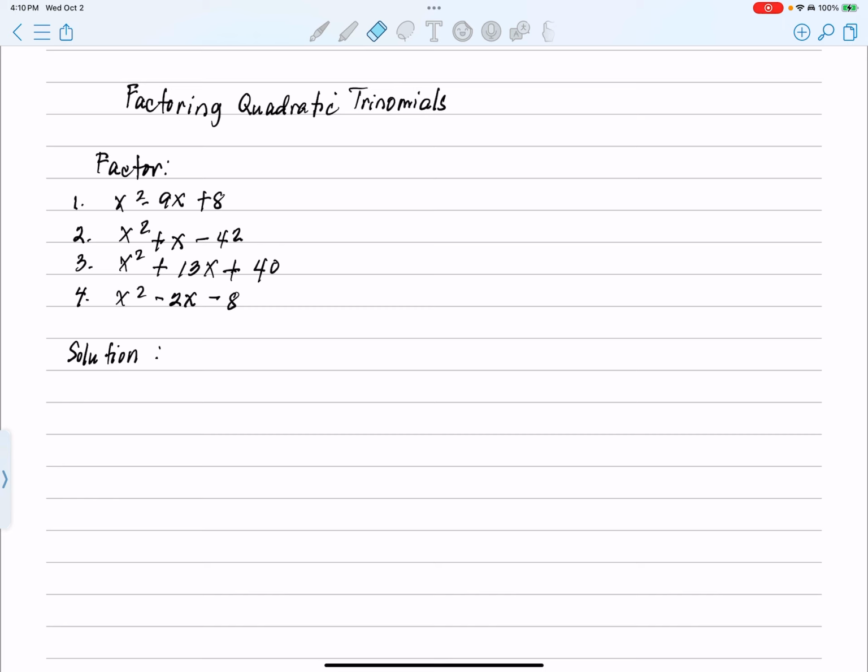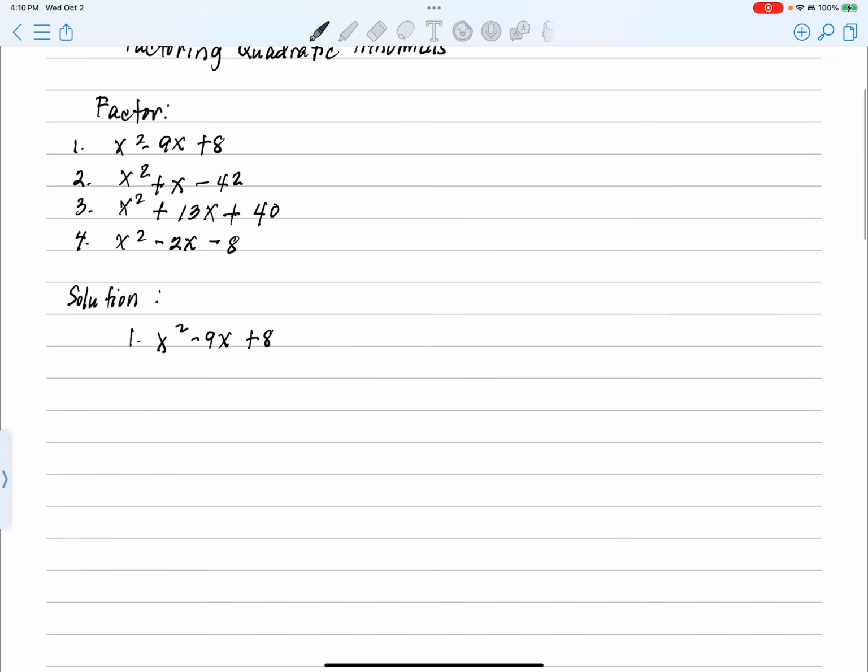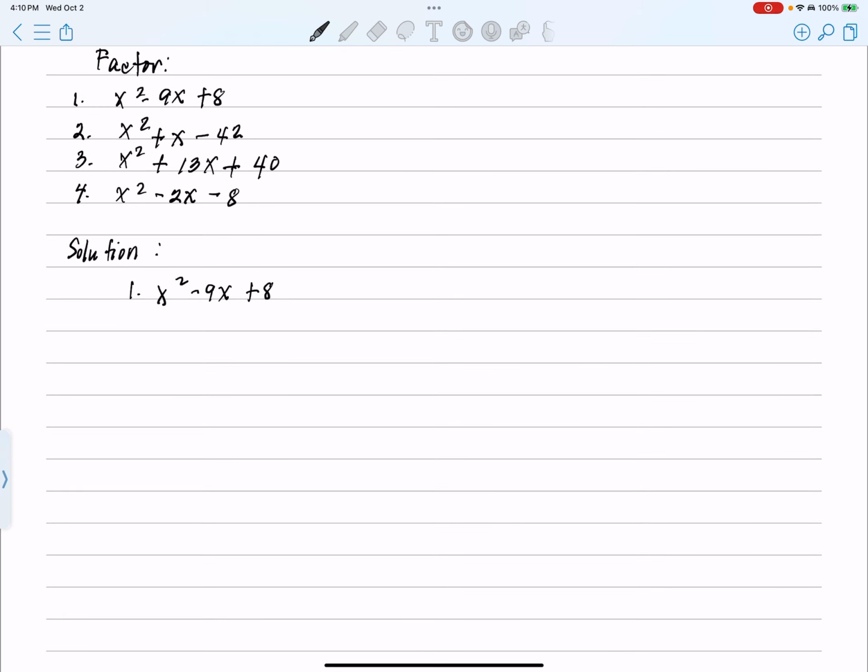So the first question here is x squared minus 9x plus 8. Alright. So let's identify our b. Our b is negative 9. And the c is 8. Next, you're going to find the pair of factors for c. So, factors of 8.